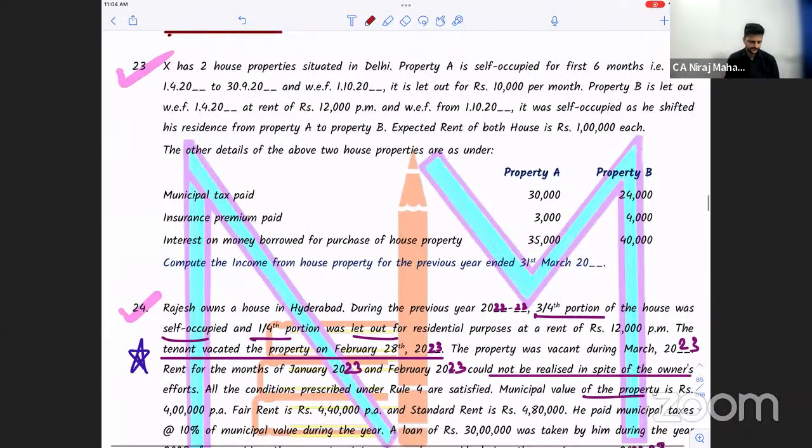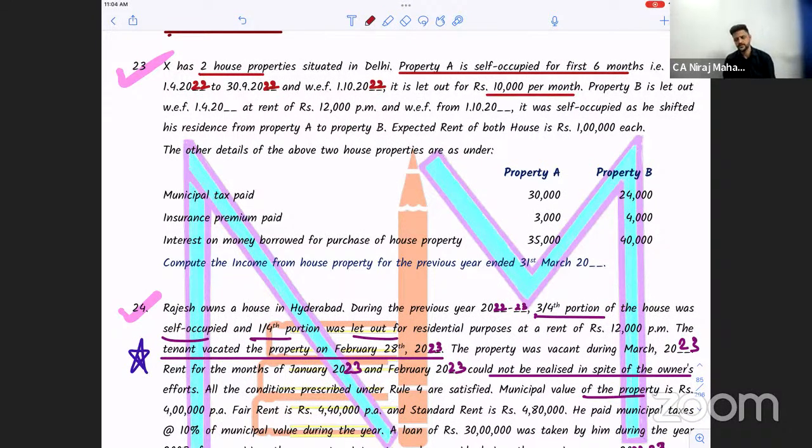X has two properties, both situated in Delhi. Property A is SOP for the first 6 months, that is from 1st April 22 to 30th September 22. From 1st October, it is let out at the rent of rupees 10,000 per month. 6 months SOP, 6 months let out. It is deemed to be a let out property for the entire year. We will allow municipal taxes etc., and there will be no ceiling limit.